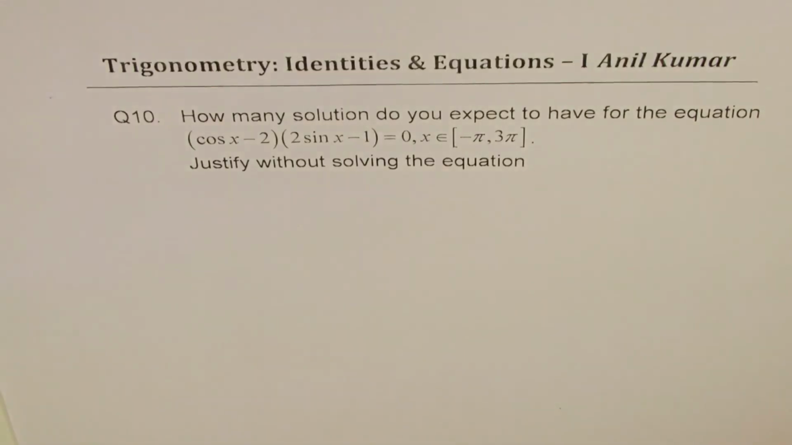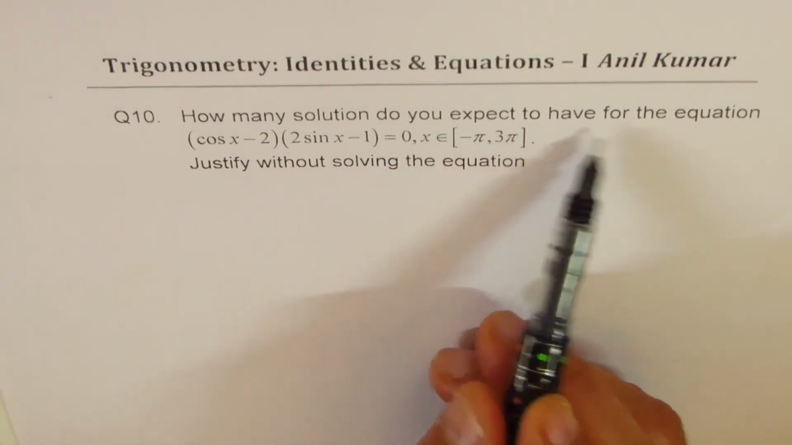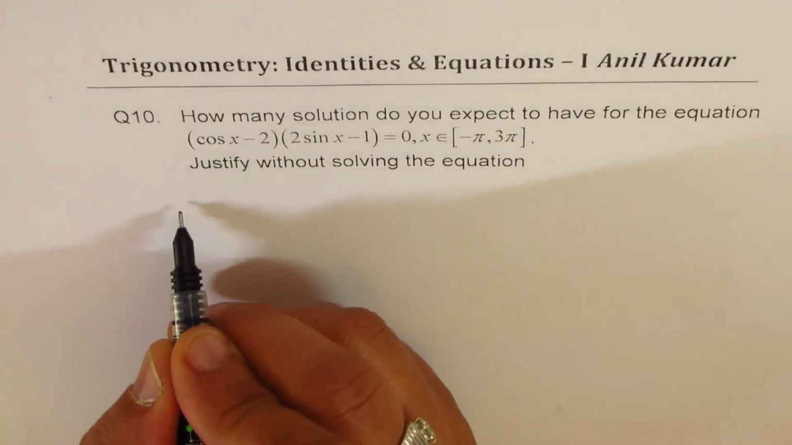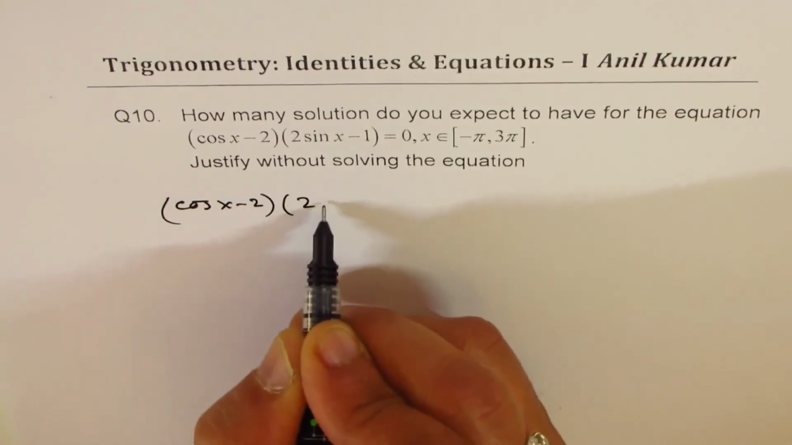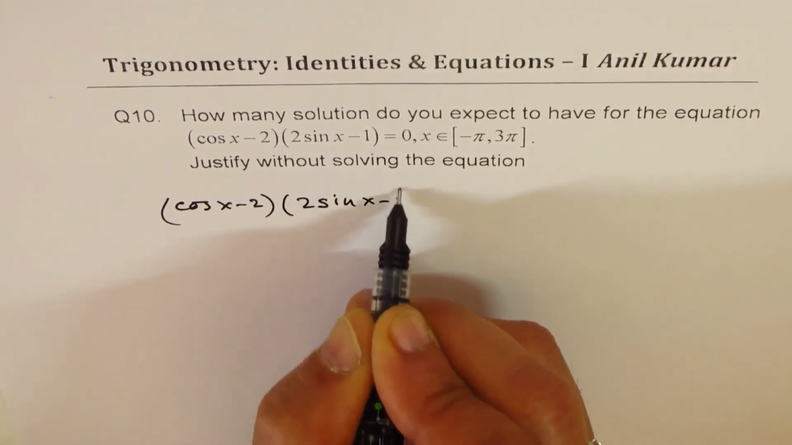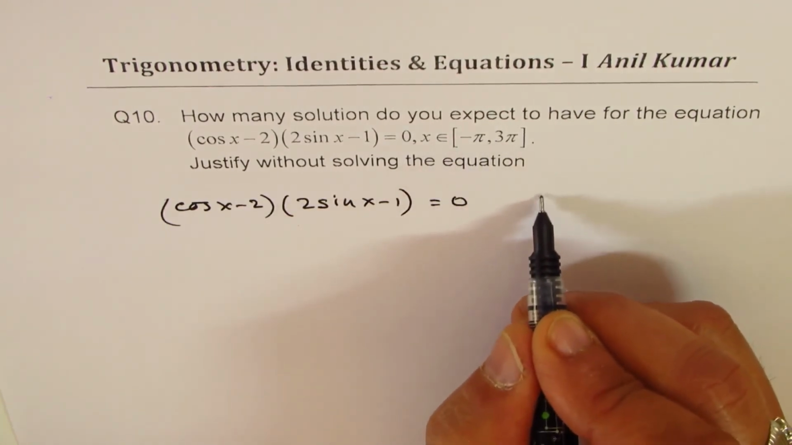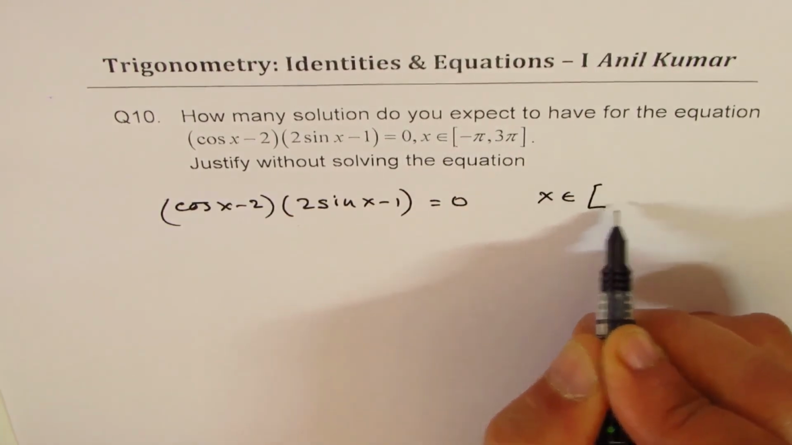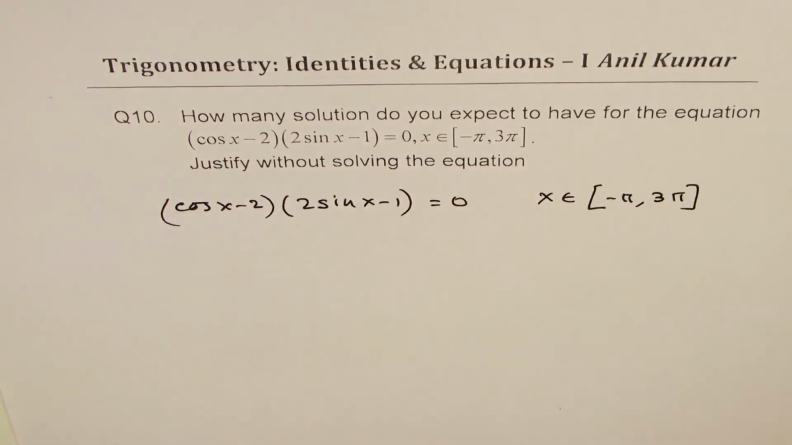Okay, let's move on to the last question. I hope you are learning as we solve these questions. Question 10. How many solutions do you expect to have for the equation? We are given the equation as cos x minus 2 times 2 sine x minus 1 equals to 0, and the domain is that x belongs to from minus pi to 3 pi. How many solutions do you expect?